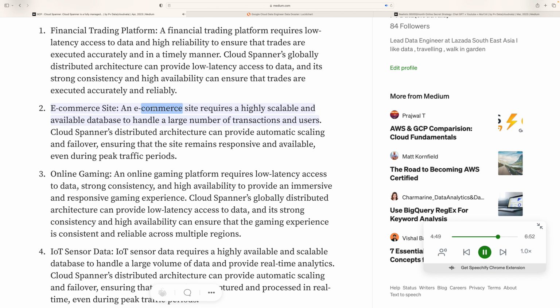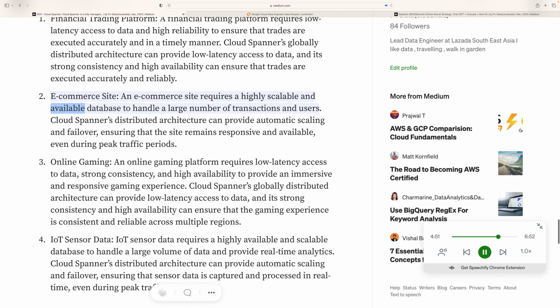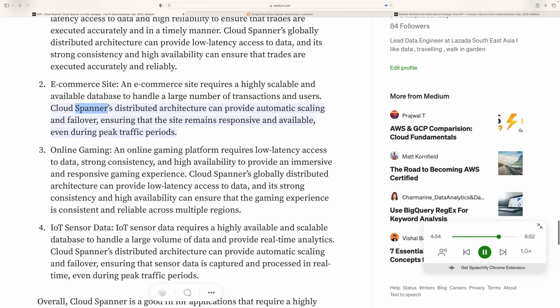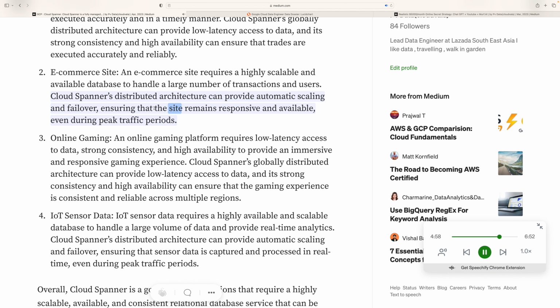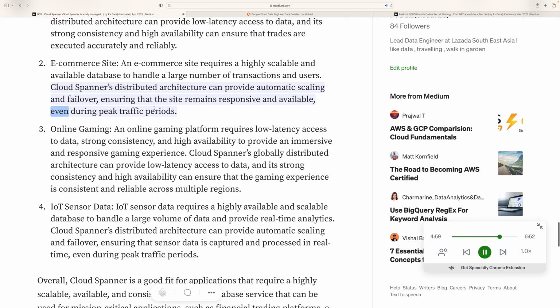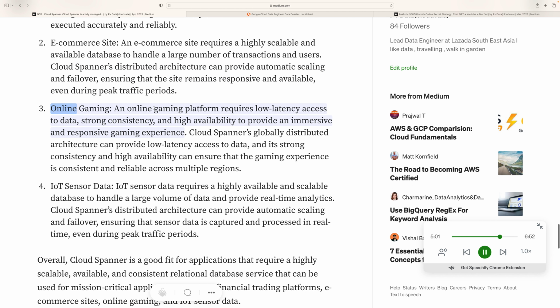E-commerce site. An e-commerce site requires a highly scalable and available database to handle a large number of transactions and users. Cloud Spanner's distributed architecture can provide automatic scaling and failover, ensuring that the site remains responsive and available, even during peak traffic periods.